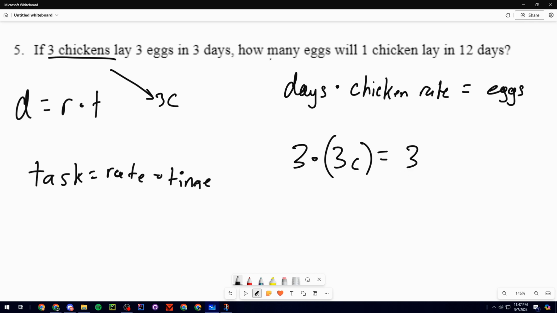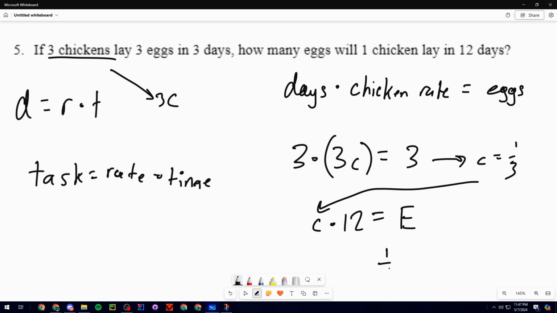And then what you have to see is how many eggs will 1 chicken lay in 12 days. So that's just C times 12 is equal to E. I don't know how many eggs, so I'm just going to say that as E. So this is a system of equations. What you can do first is C is by itself here, right? If you solve this equation, you just get C is equal to 1/3. And plugging that into here, you have 1/3 times 12 is equal to 4 eggs.